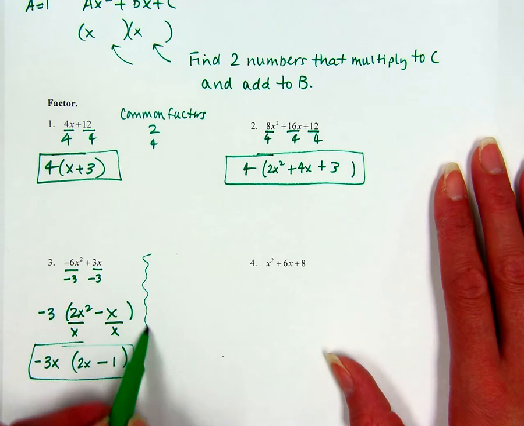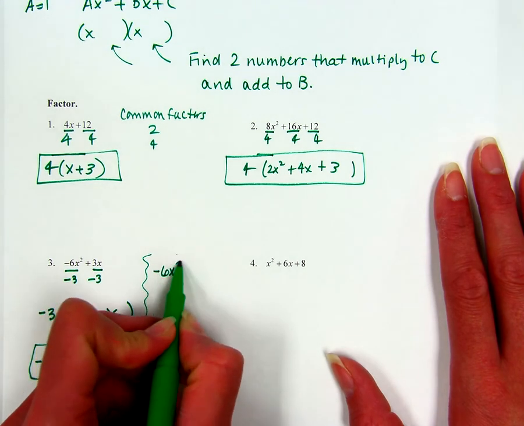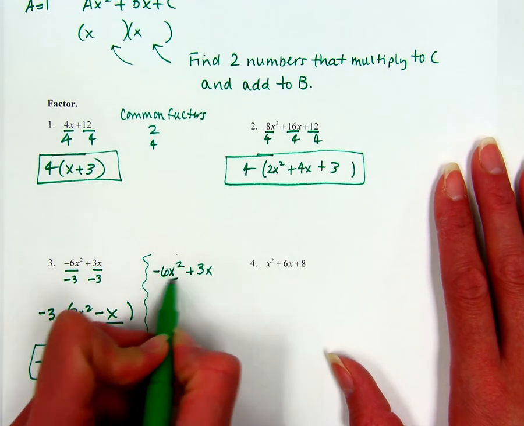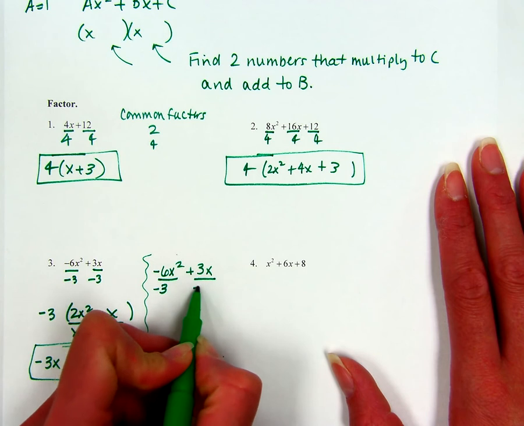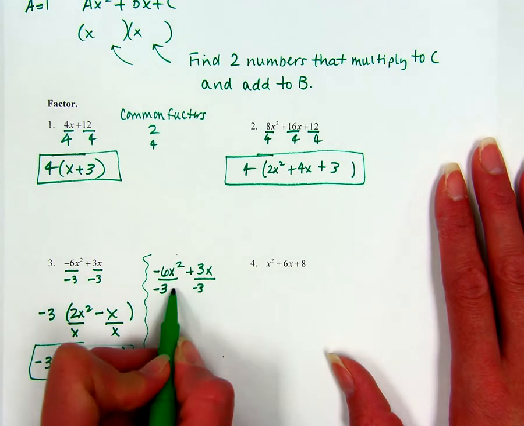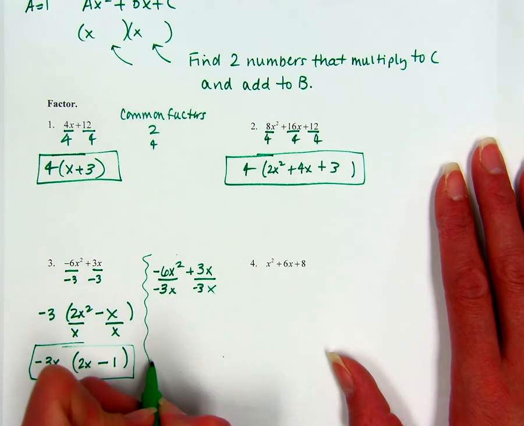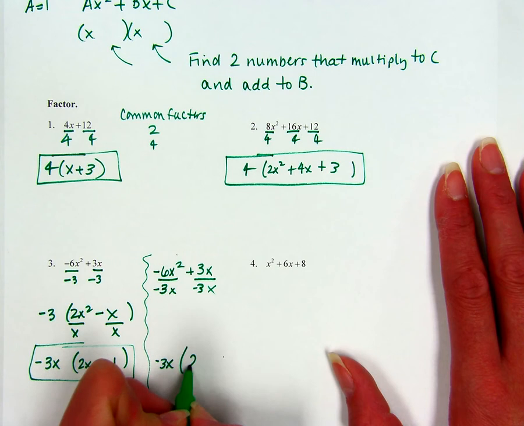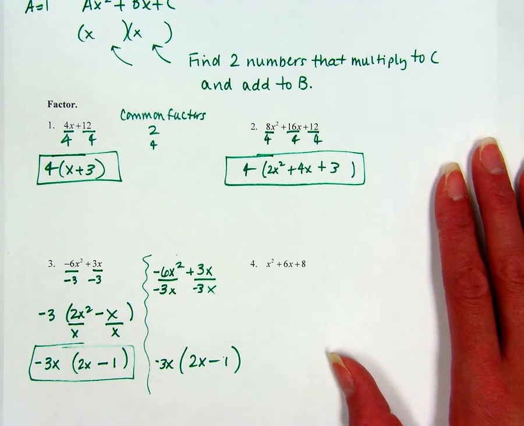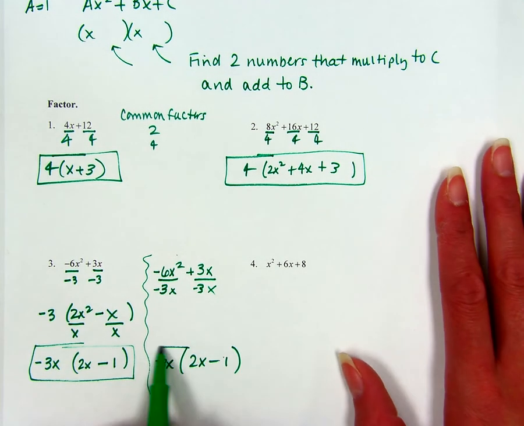It would have been easier had we done that from the beginning, just save ourselves a step. If I noticed that, okay, I can divide them both by negative 3, and since they have a common variable, I could divide them both by negative 3x. And then that way I could have just gone straight to the final answer. Okay?